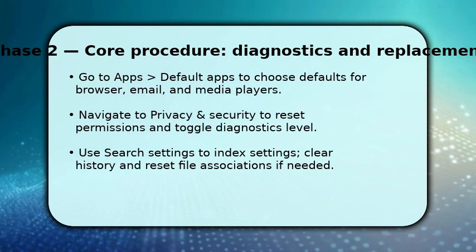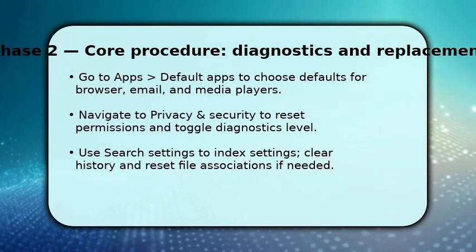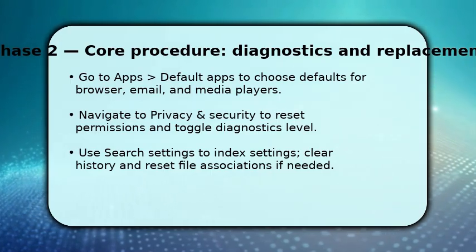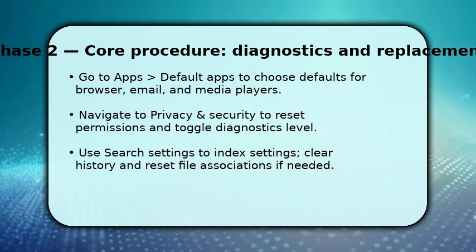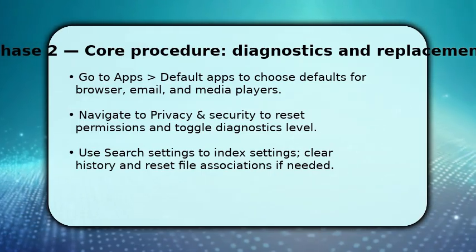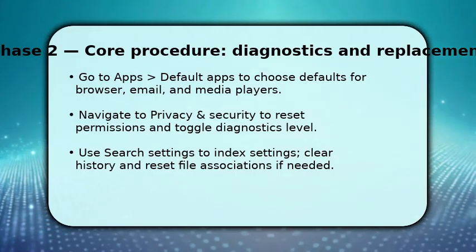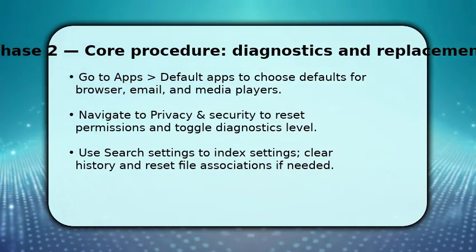Then move to Privacy and Security to reset app permissions and reduce diagnostic data. This returns system telemetry to default levels. Use the search settings to rebuild the index if search behaves oddly and clear history where available. These steps align system behavior with fresh default expectations.